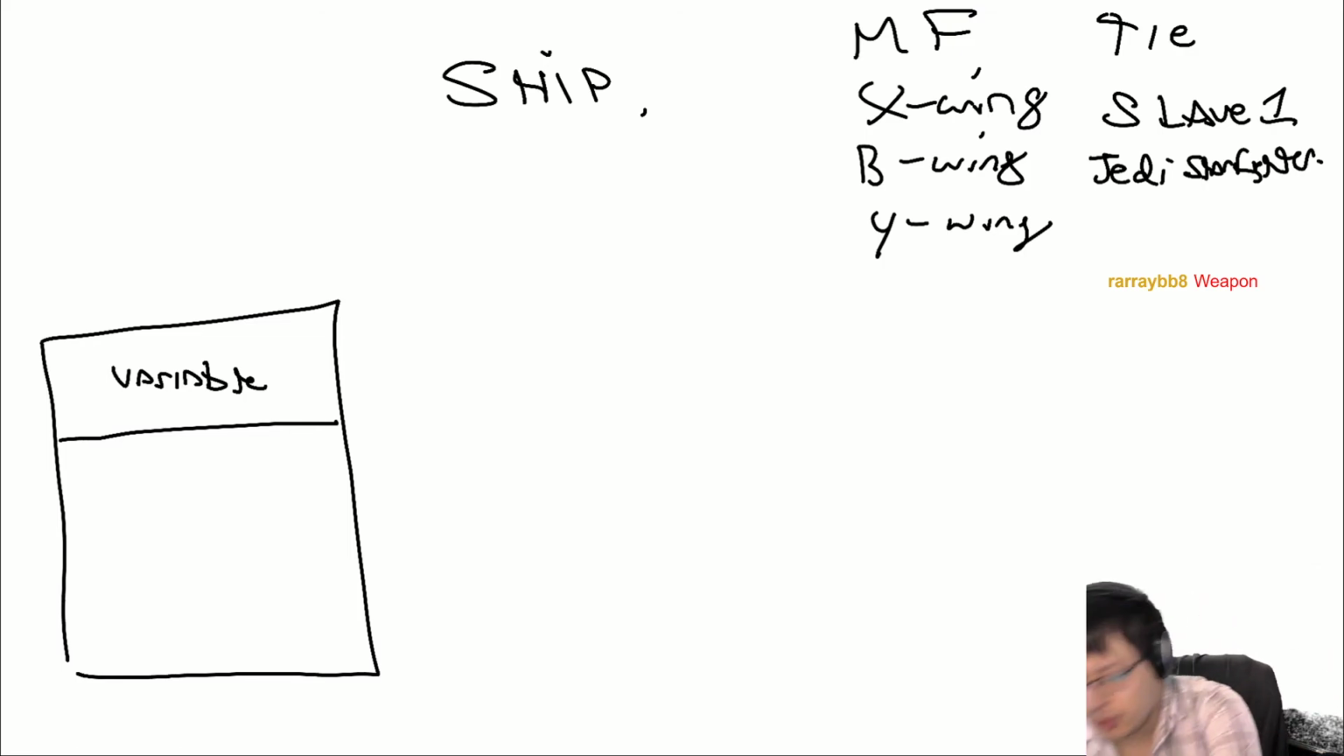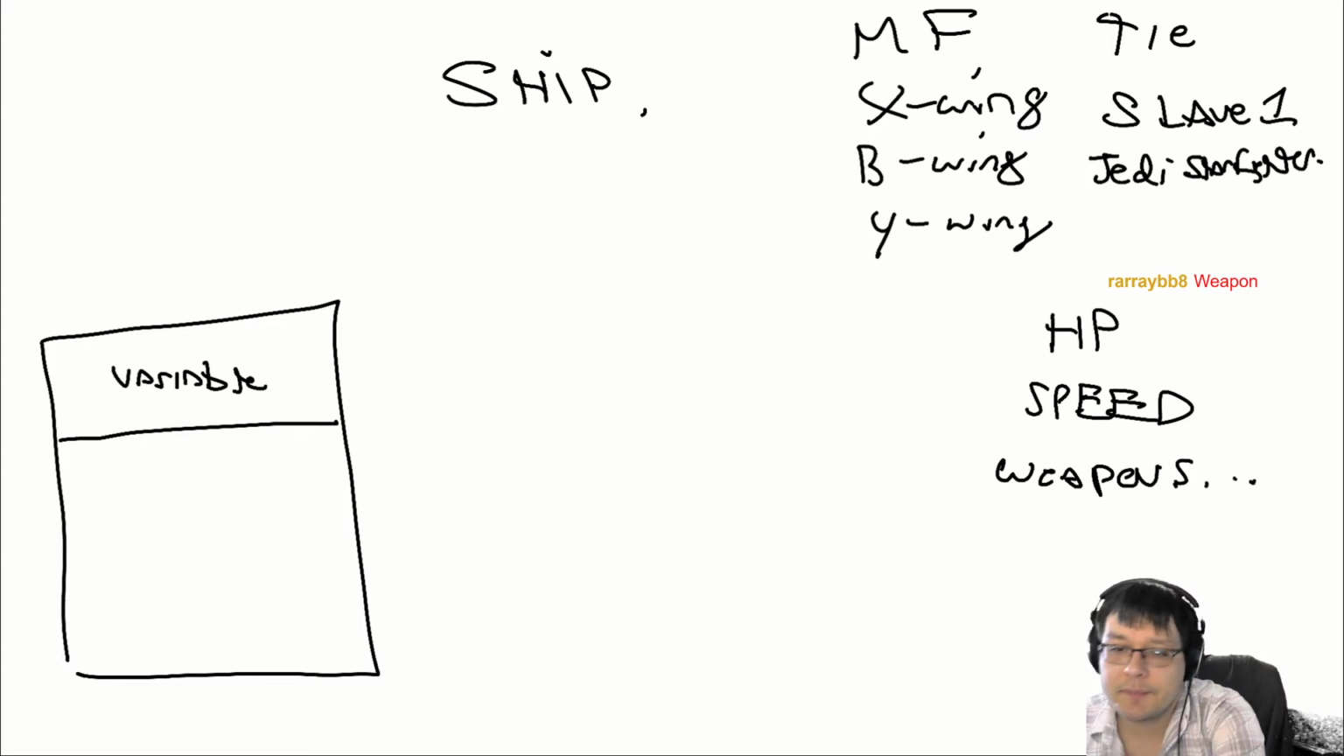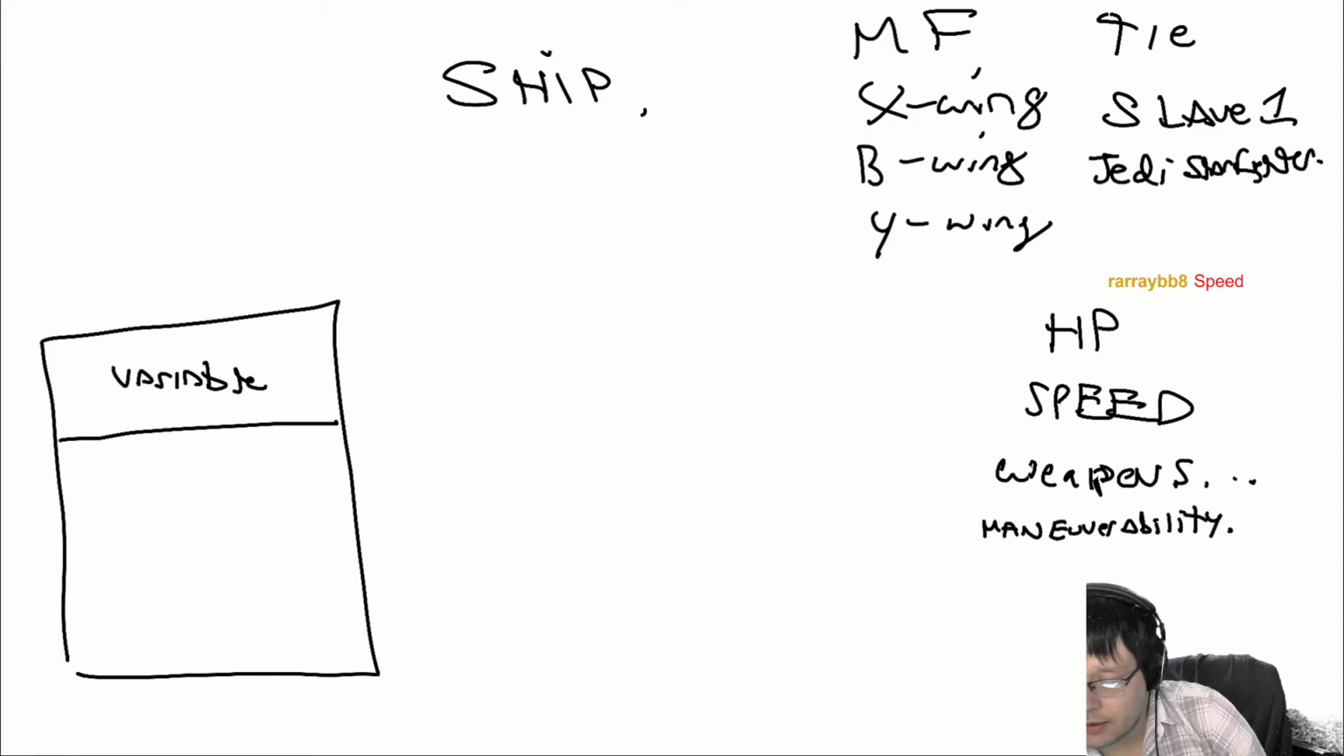So here, let's write these down. So HP, speed, weapons. That's going to be a good example when we talk about aggregation, actually. This is going to get like a multi-day example probably now. So you got weapons, speed, maneuverability. That's a long-term maneuverability. Speed, and maybe one more.